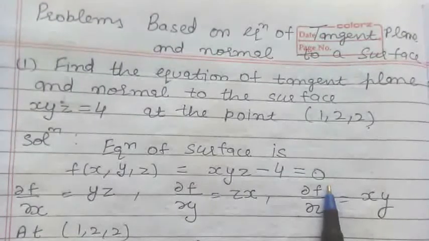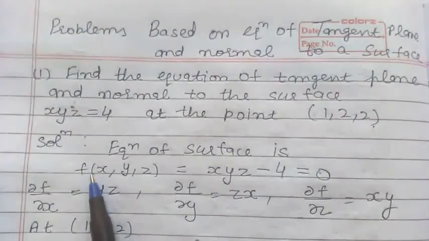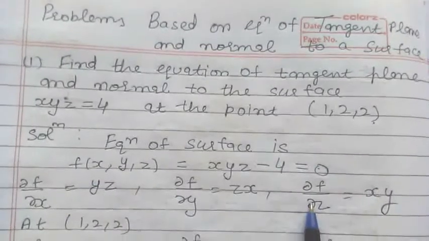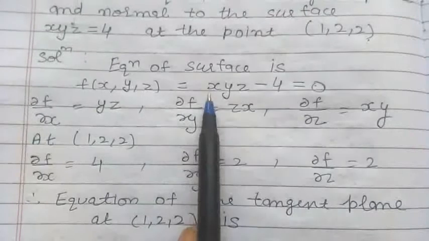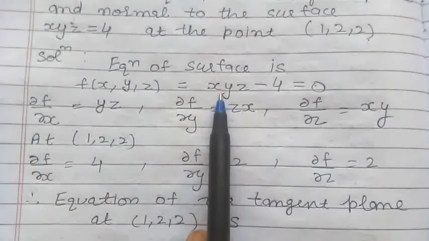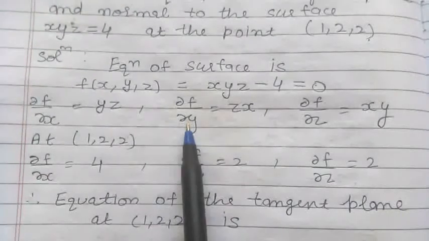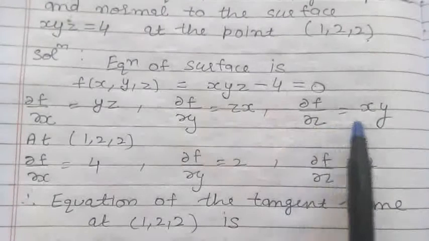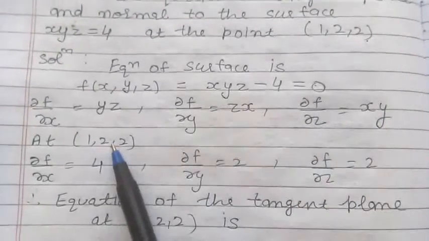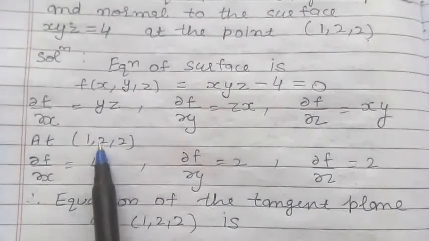Now to find the equation of tangent plane, let us find the partial derivatives of f with respect to x, y and z. So differentiating partially with respect to x, the partial derivative with respect to x will be yz. The partial derivative with respect to y will be zx, and the derivative with respect to z is xy. Now substituting the values of x, y, z, because we are given that the point is (1, 2, 2).